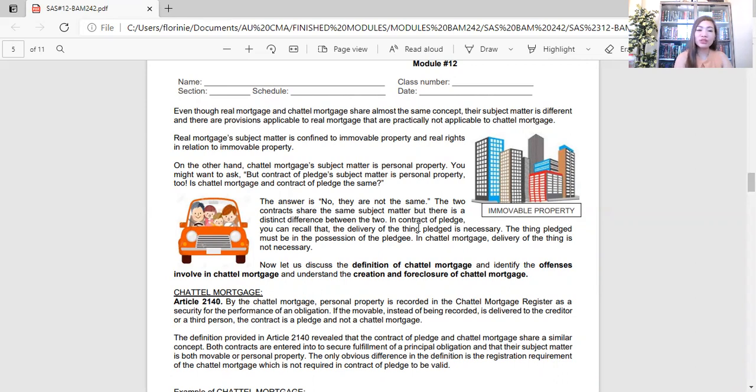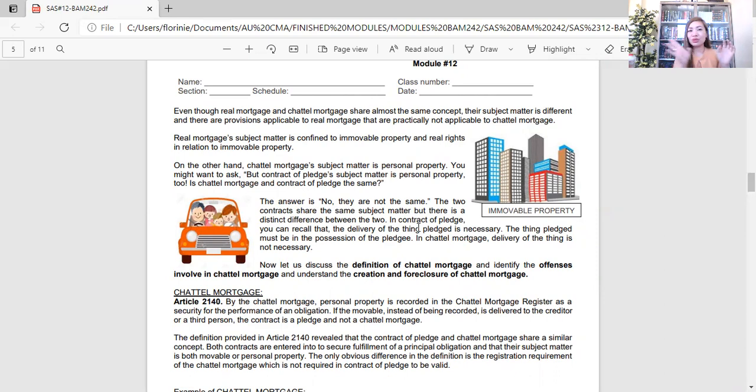Contract of pledge, you can recall, the delivery of the thing pledged is necessary. But, okay, chattel mortgage, delivery of the thing is not necessary. Nakikita niyo na ba yung buong picture dito? Pledge, chattel mortgage, real mortgage. Pledge, movable property. Real mortgage, immovable property. Chattel mortgage, movable property.